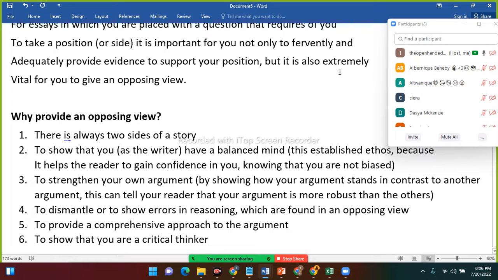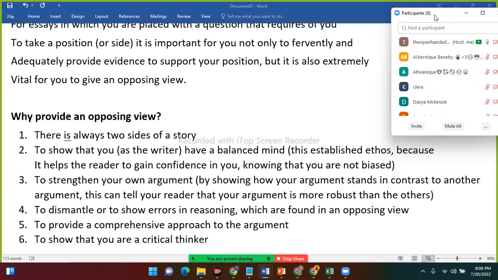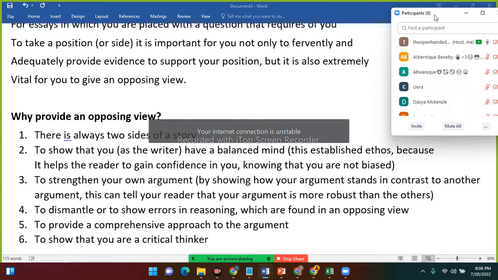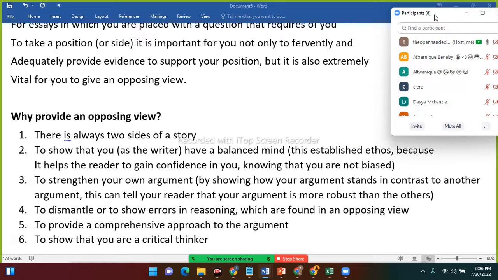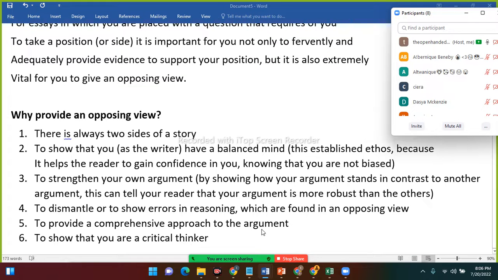So the key with providing an opposing view is that you not only want to state the opposing view, but you want to defend your point in light of the opposing view. So you don't just want to say, hey, some people think this, and then you don't address it, right? You just say, hey, some people think that this is the way to go, and you say, yeah, that's what they think, but then you never show why they are wrong. Okay?